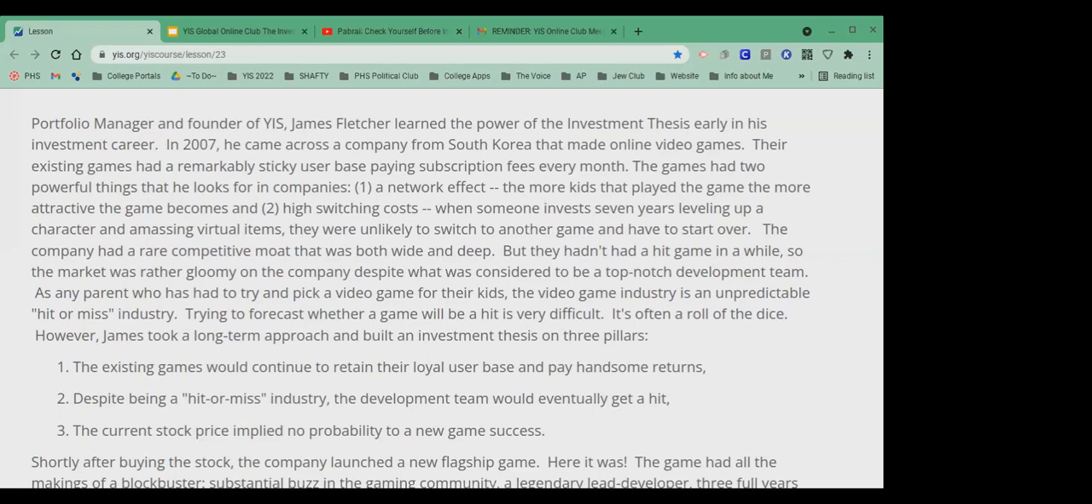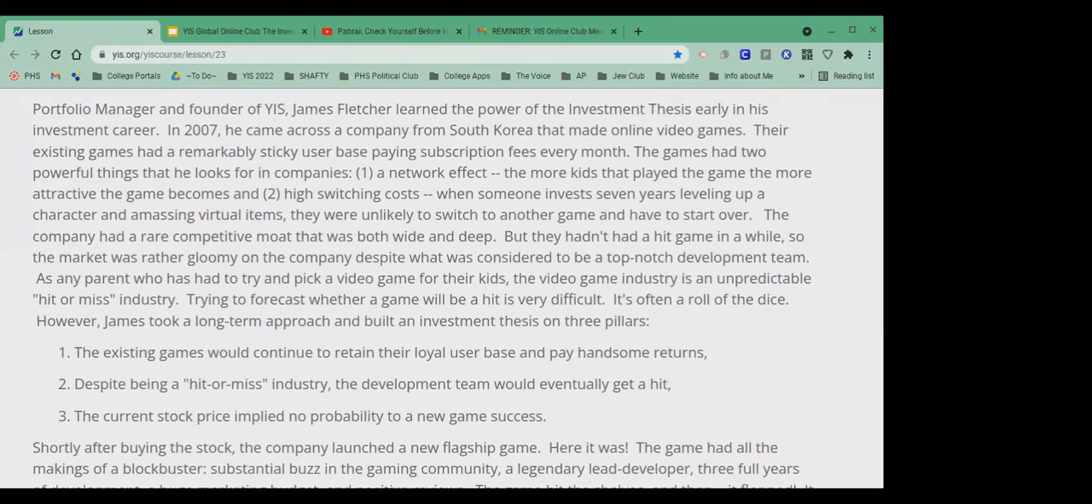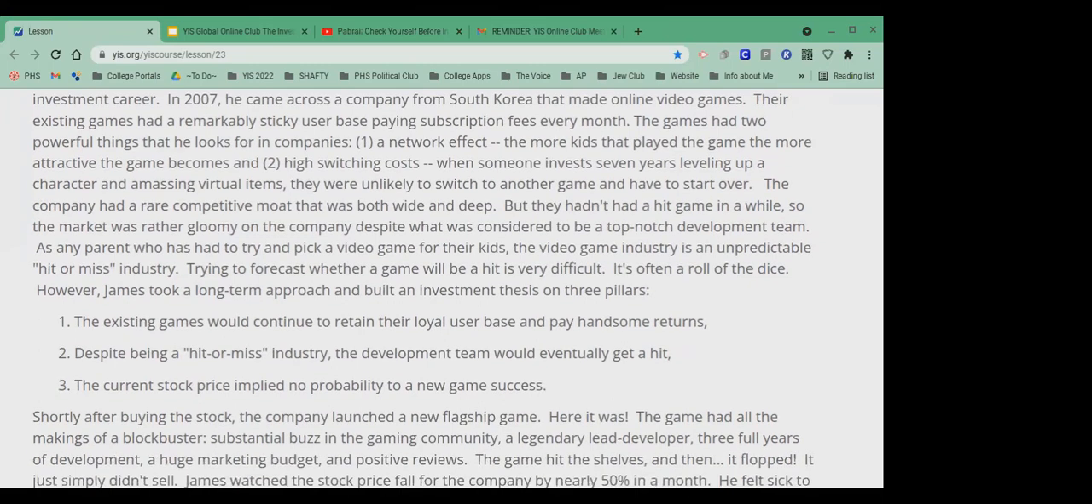And also the company had high switching costs. So people who were really invested in this game weren't very likely to abandon it for another new game. And so he felt that these were rare competitive moats within the company. And that means that the company had characteristics that set it apart from others, that maybe helped it have some advantage over other companies in the industry.